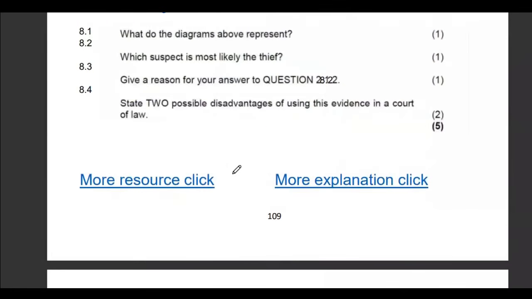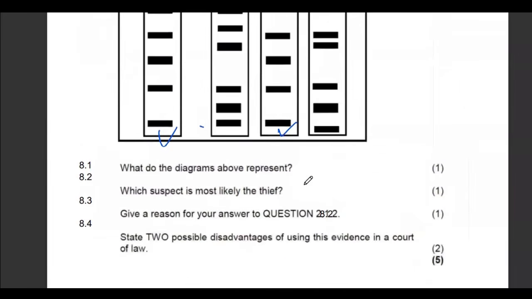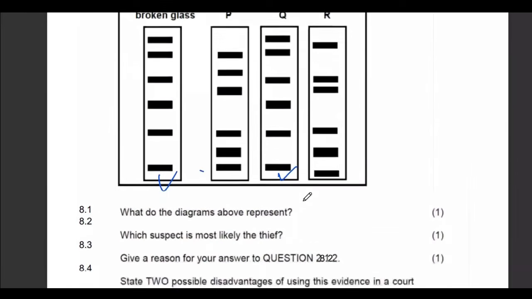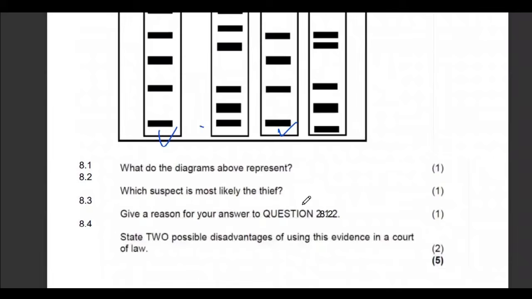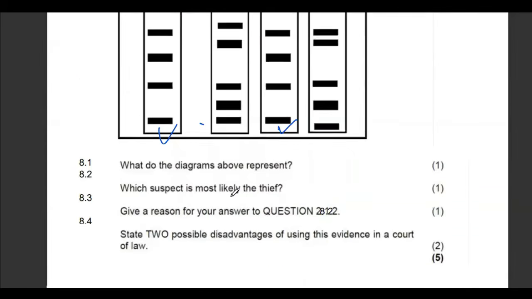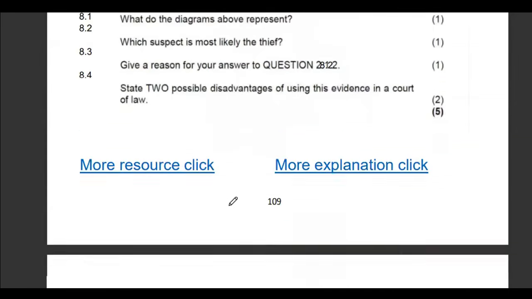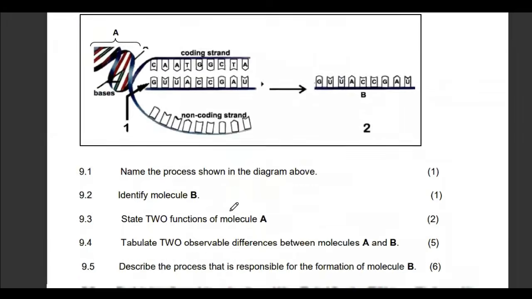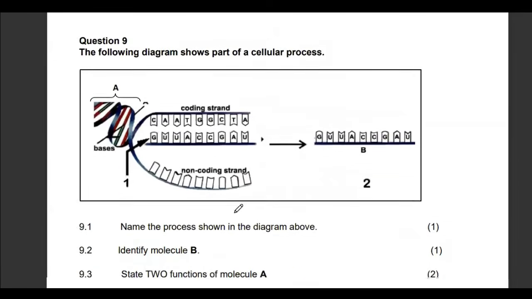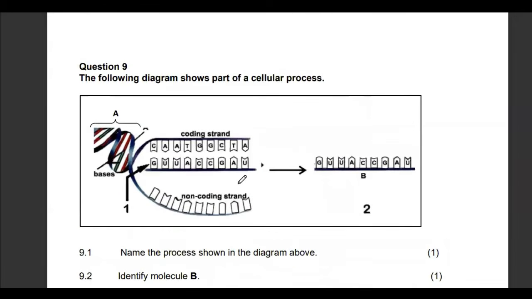They're saying name 2 possible disadvantages of using this evidence in the court. It might not be 100% accurate, because number one, there can be human error, and also it may not be unique if a small sample is used. Also, a human being can manipulate them, so it may not be 100% accurate. So we have seen many questions concerning DNA profiling.